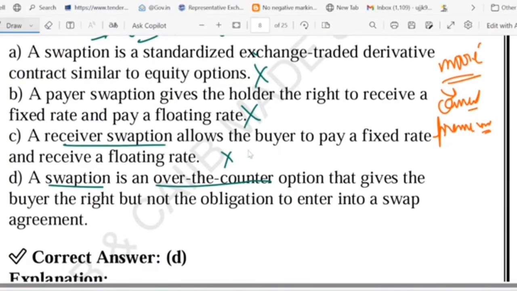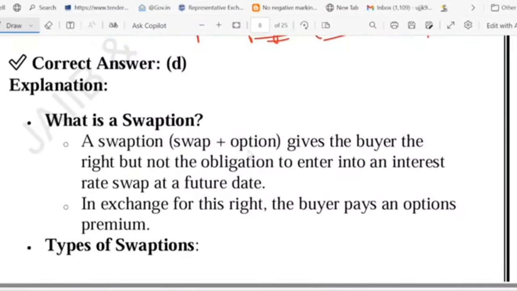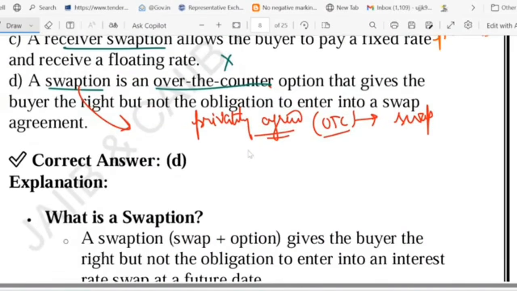So a swaption is a privately agreed OTC option to enter a swap. It is a privately agreed over the counter option to enter a swap, where the buyer has full control to say yes or no on the swap start date. So let us give you an example to make it more clear.